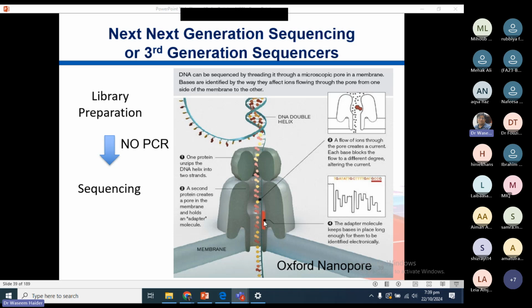So that electrical signal is kept track of by the adapter, and then that signal is connected to some system, and the change in that electrical signal is measured accordingly. So the change for A is different than T, then G, then C. So this way you can detect them.